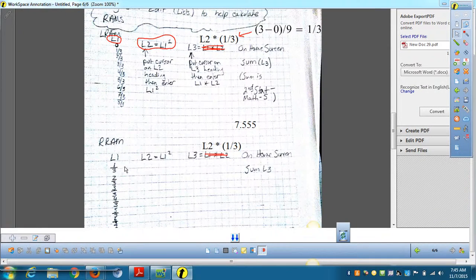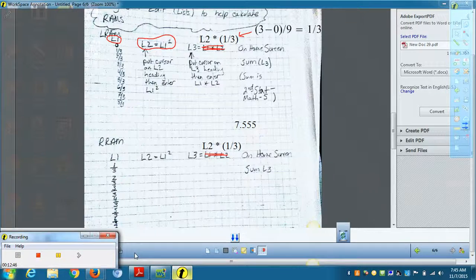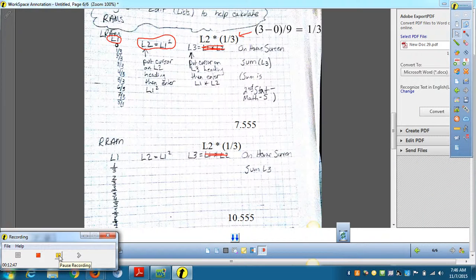So this time, the main difference is in L1, we don't start at 0 like we did on the left rectangular sum. We start at 1/3, and we would go all the way to 9/3. Everything else is done exactly the same. And if you practice this right rectangular sum on your own calculator, you should come out with 10.555.